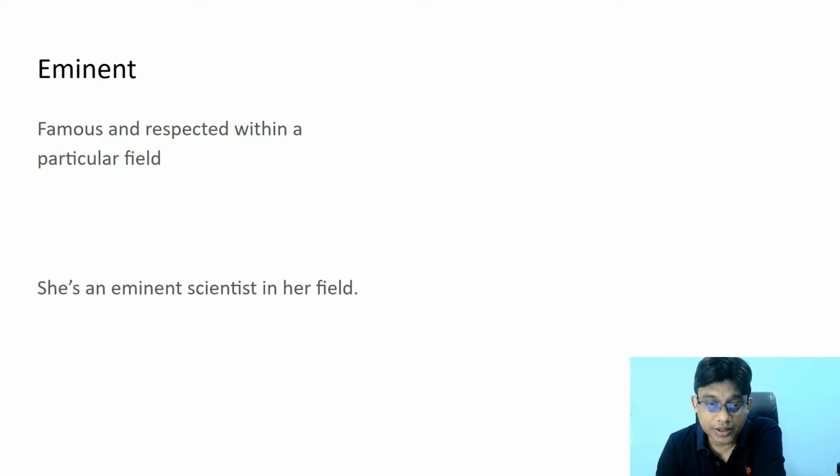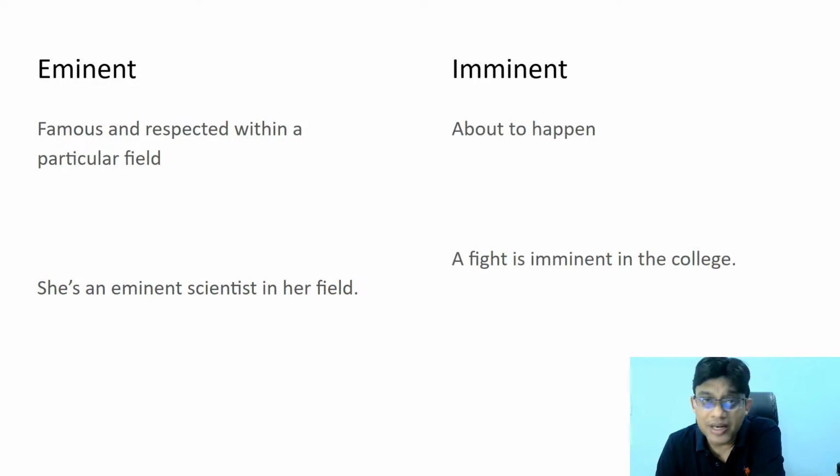Eminent and imminent. Now, this is a slightly difficult word, but you will understand. What is the difference? Eminent means famous and respected within a particular field. Within a particular field, someone is highly respected and famous, people know that person and respect him for his knowledge or skill. That is called eminent. She is an eminent scientist in her field. So somebody is famous or respected within a certain field.